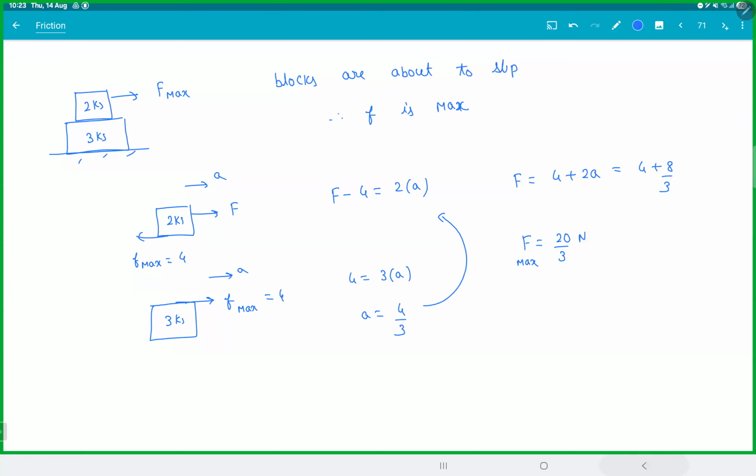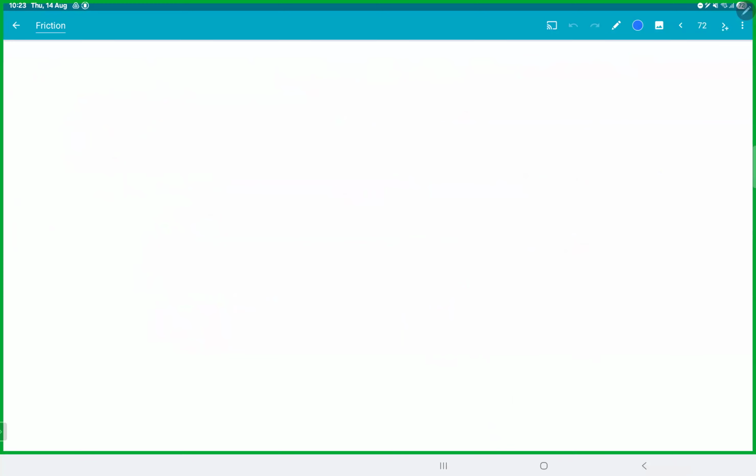Let's see one more like this. You guys try this. I think if you got it, you get the hang of it. Let's say we have two blocks. For now, we'll keep the ground smooth. Next class, we'll make ground also rough. Let's say this is 5 kg and this is 3 kg. And you're applying F. Let's say this is mu is equal to 0.3.